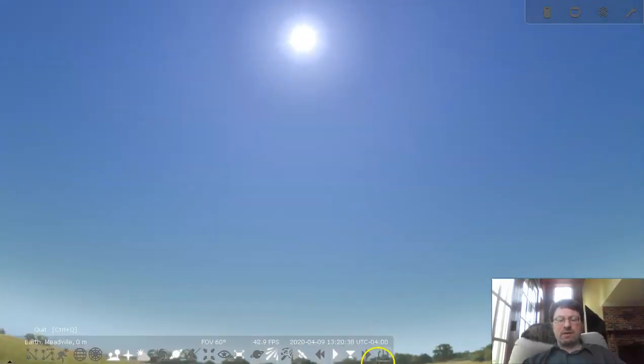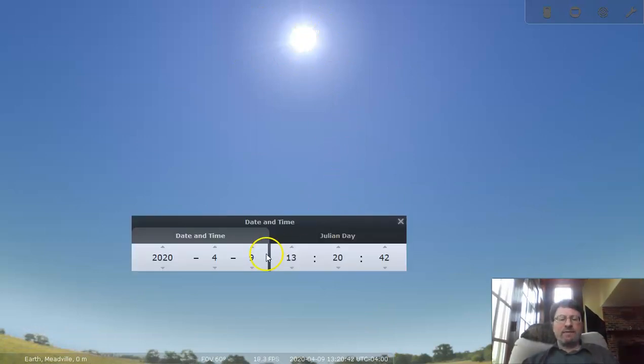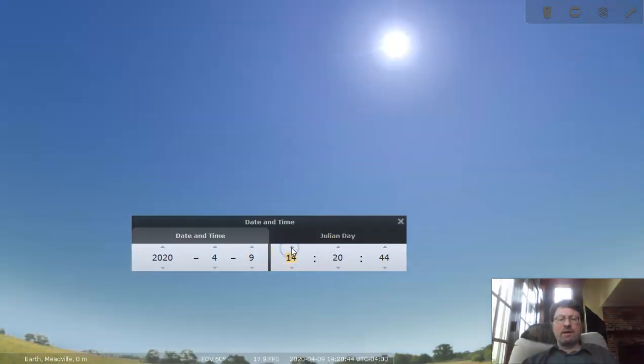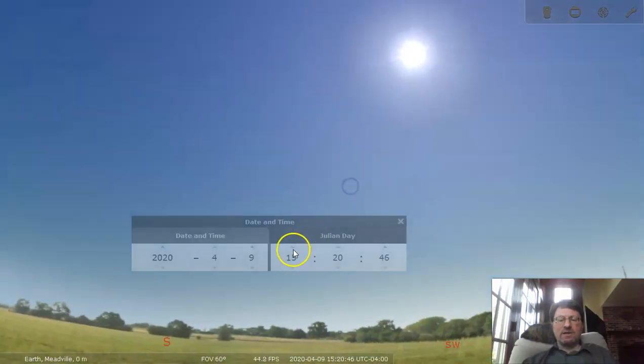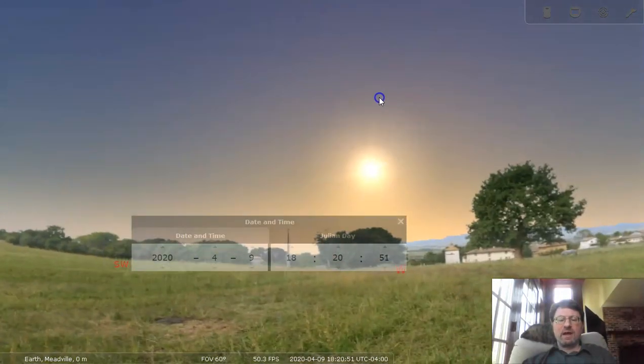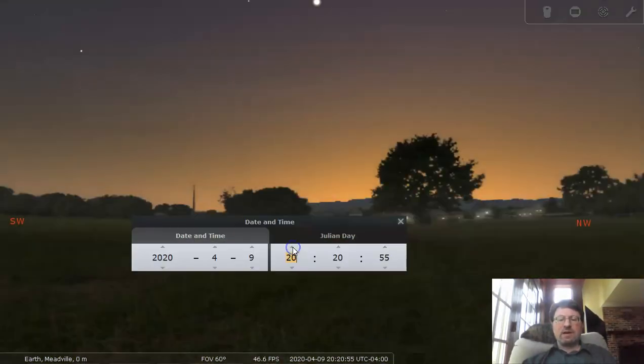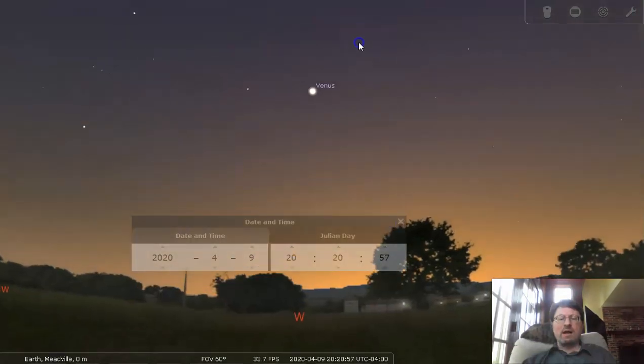This is representing the current time of the day, and we see the sun's up in the sky. I can, if I like, jump forward a bit, hour by hour, and watch the sun go across the sky down towards the western horizon. And there it's about to set, and then once it's set, we go through twilight.